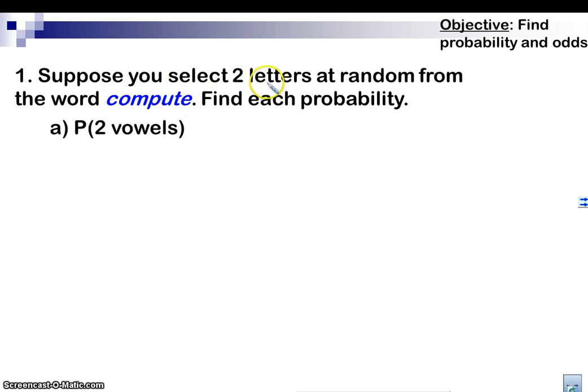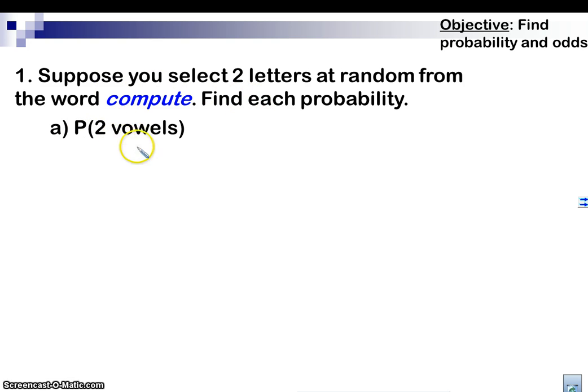So suppose you select 2 letters at random from the word compute. Find each probability. Okay, so I'm picking 2 letters, and this is not with replacement. So we're talking about dependent events here. Pick 2 vowels. All right.